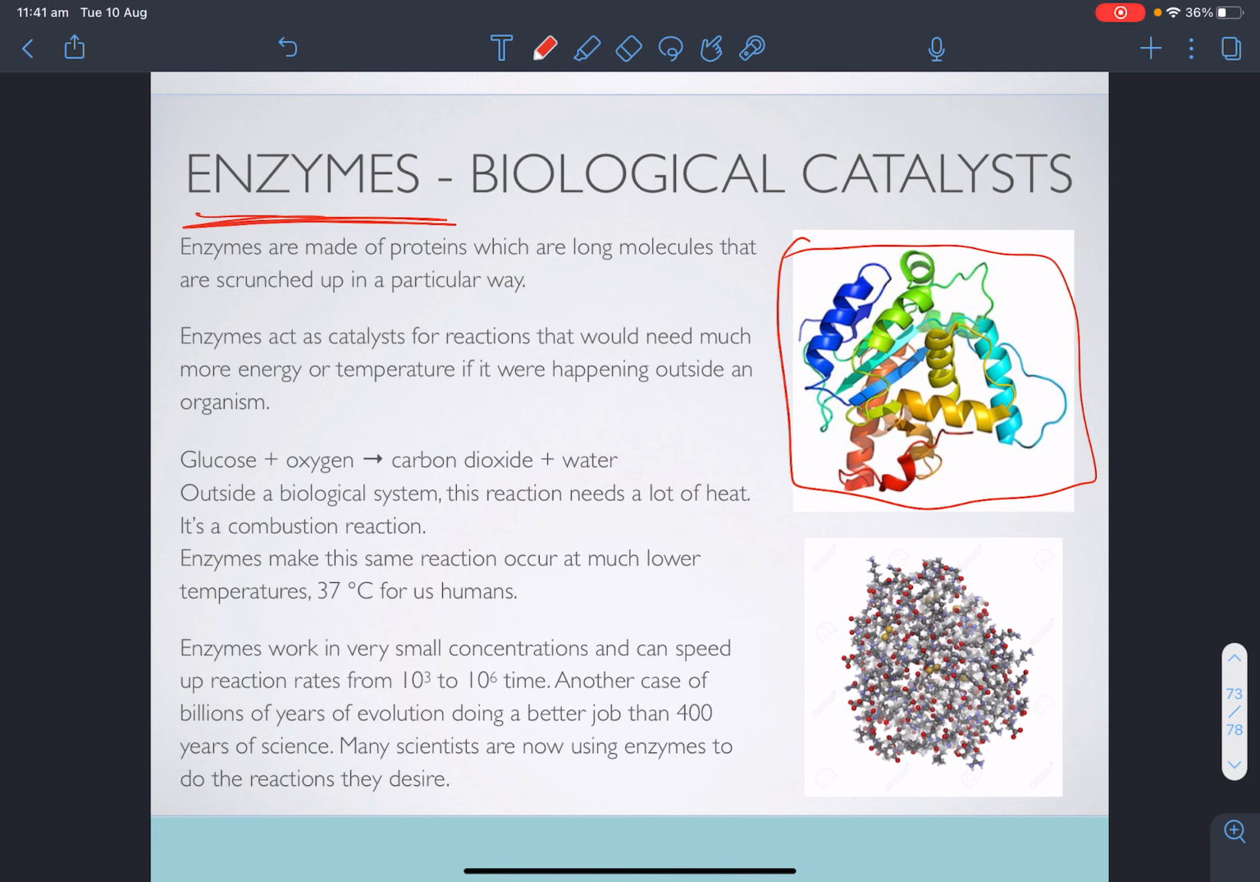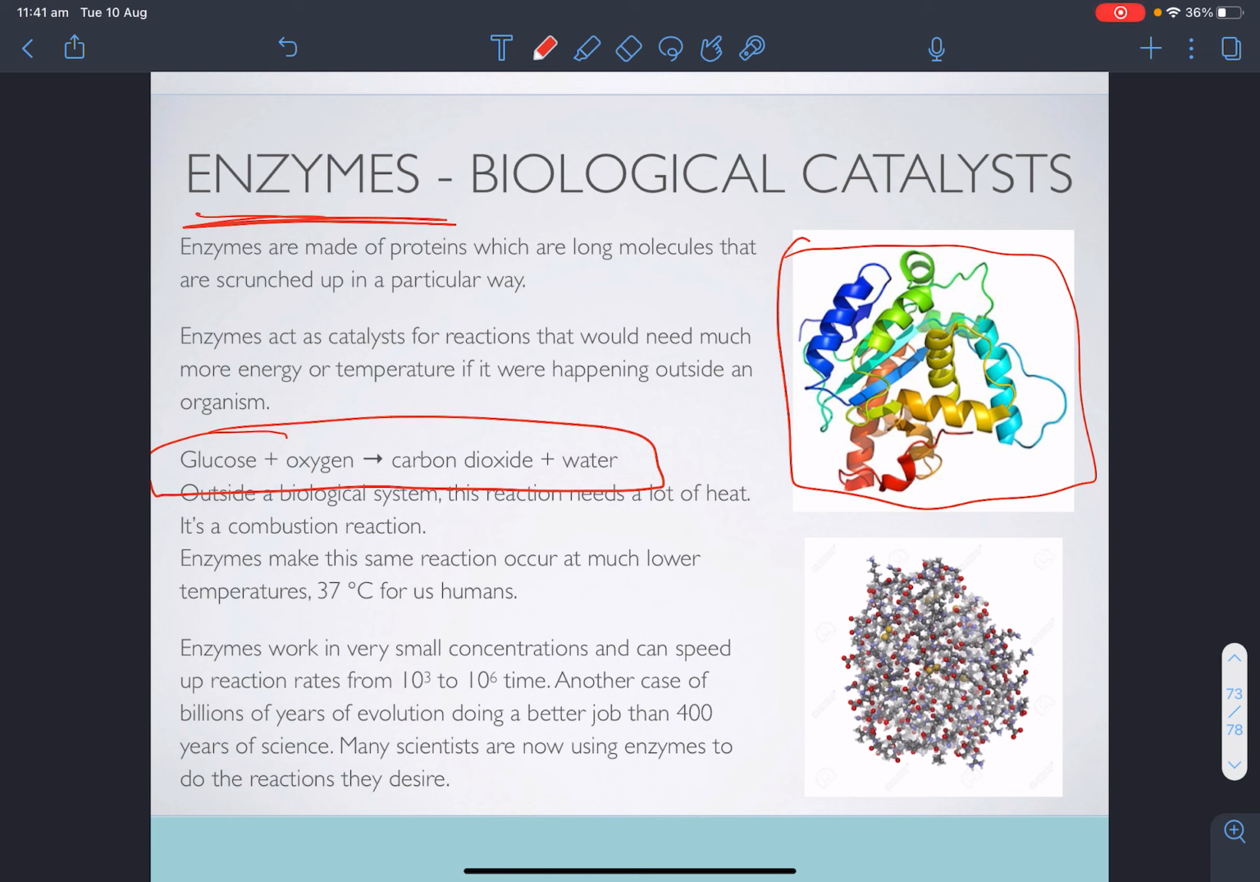Glucose and oxygen. So here we've got respiration. Glucose and oxygen come together to give carbon dioxide and water, so the opposite to photosynthesis. It seems like a combustion reaction. You can combust glucose at higher temperatures. But living things that respire do that same reaction and get the same energy out of it, but without going to combustion temperatures. So they must lower the activation energy for this reaction. And it's lowered by these enzymes.